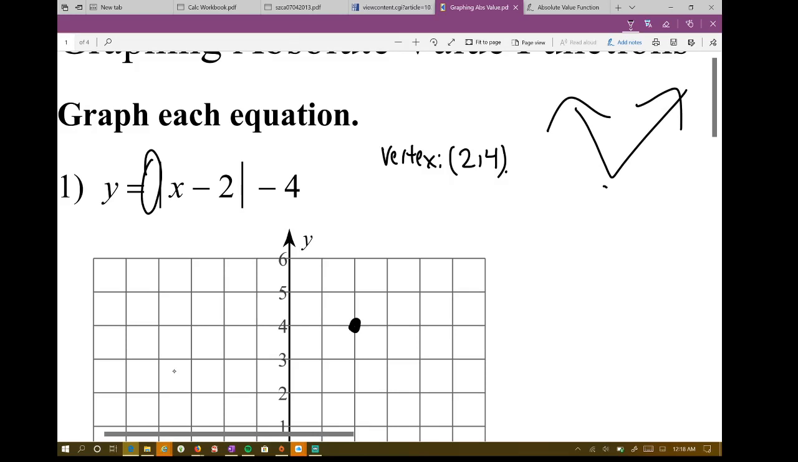Let's see. Oh wait, never mind. It's two comma negative four. I'm sorry, guys. So it should be like this. Again, it's the same thing, but you have a slope of one right here.